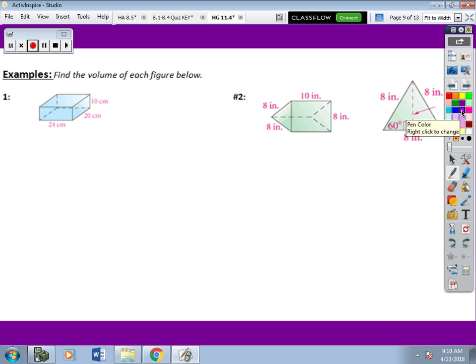Find the volume of each figure below. First of all, what shape is this first one? A rectangular prism. If you notice a rectangular prism, the easiest formula to use is length times width times height, but that only works for a rectangular prism. So if you'd prefer, just always do big B times H, that's fine also. But this makes it kind of easy. You just plug in your numbers.